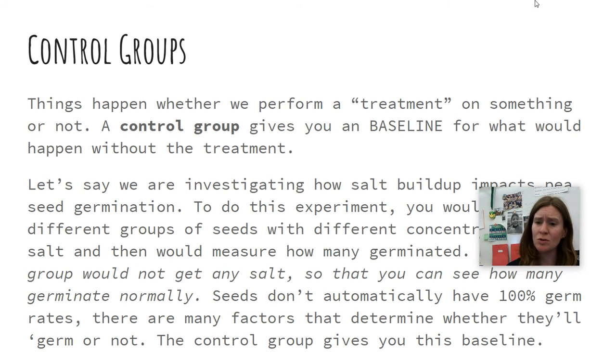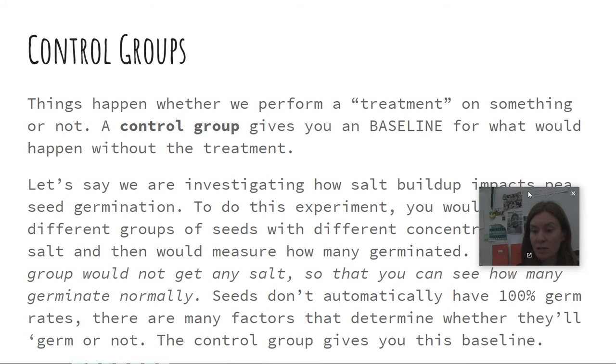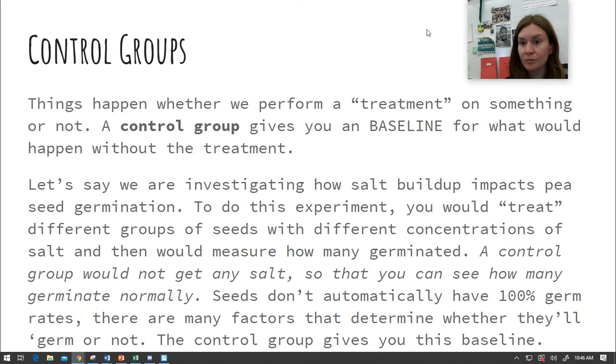So how can you create a control group? Are we going to put a river in our classroom? No. So things happen whether we perform a treatment or not. The control group gives you a baseline for what would happen without the treatment. So you can pause the video and read this example, but I'm going to continue speaking about the wastewater treatment.